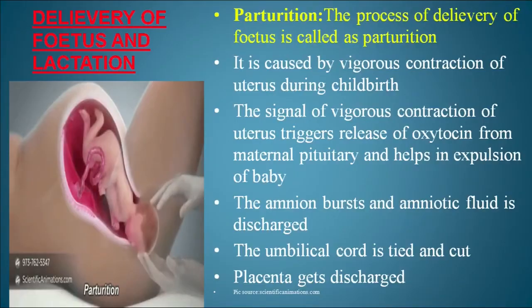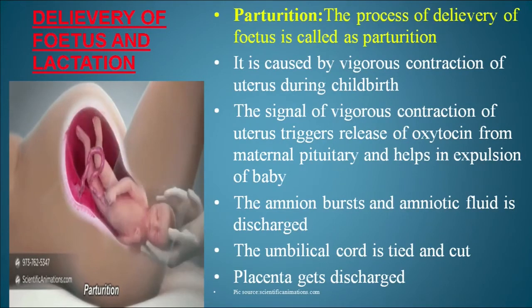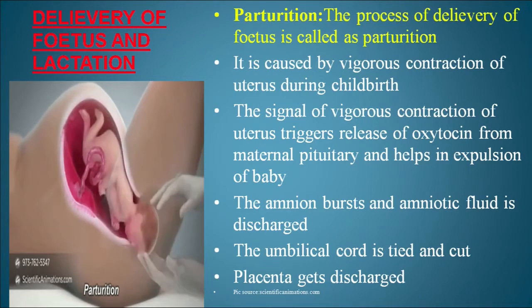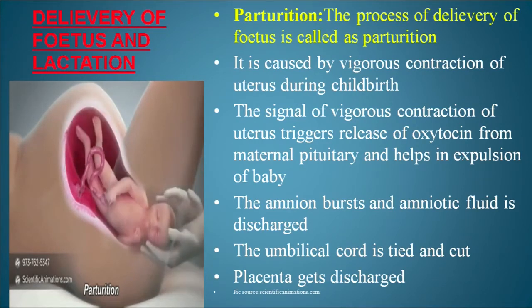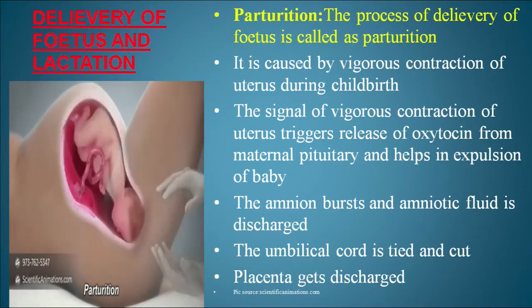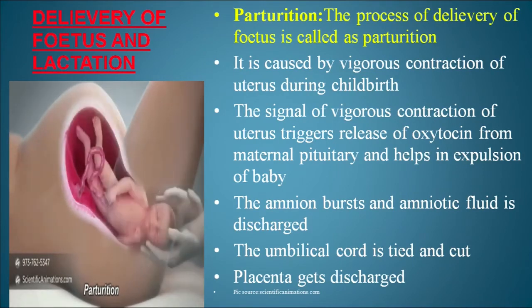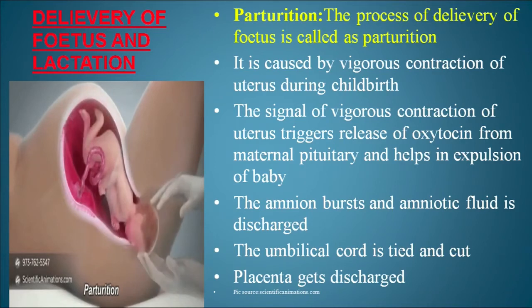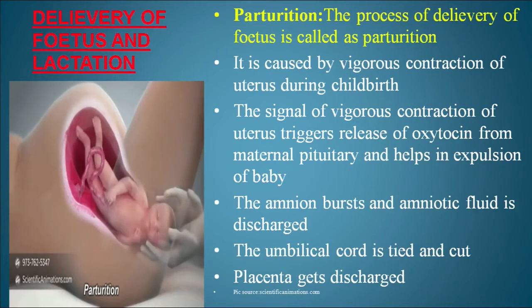Now, the delivery of the fetus and lactation. Parturition: the process of delivery of the fetus is called parturition. It is caused by vigorous contraction of the uterus during childbirth. The signal for vigorous contraction of the uterus is triggered by the release of oxytocin from the maternal pituitary and helps in expulsion of the baby. The amnion bursts and amniotic fluid is discharged. The umbilical cord is tied and cut and the placenta gets discharged.